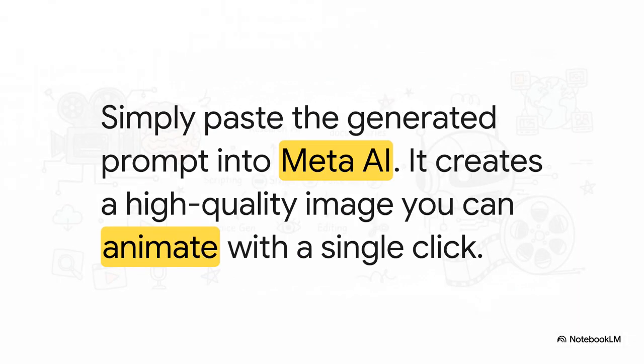It's incredible. And the final piece of this puzzle is super simple. You just copy that amazing prompt that ChatGPT wrote, you head over to the free Meta AI tool, and you paste it in. It'll generate a beautiful, high-quality image, and then, and this is the cool part, with just one more click, you can animate that image into a short video clip. Just like that, it's ready for your documentary.